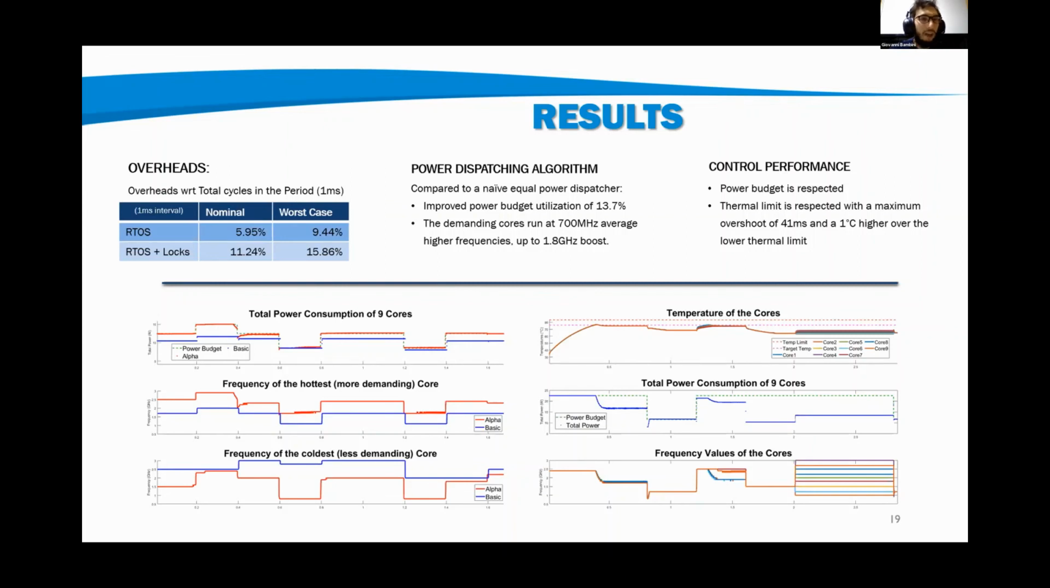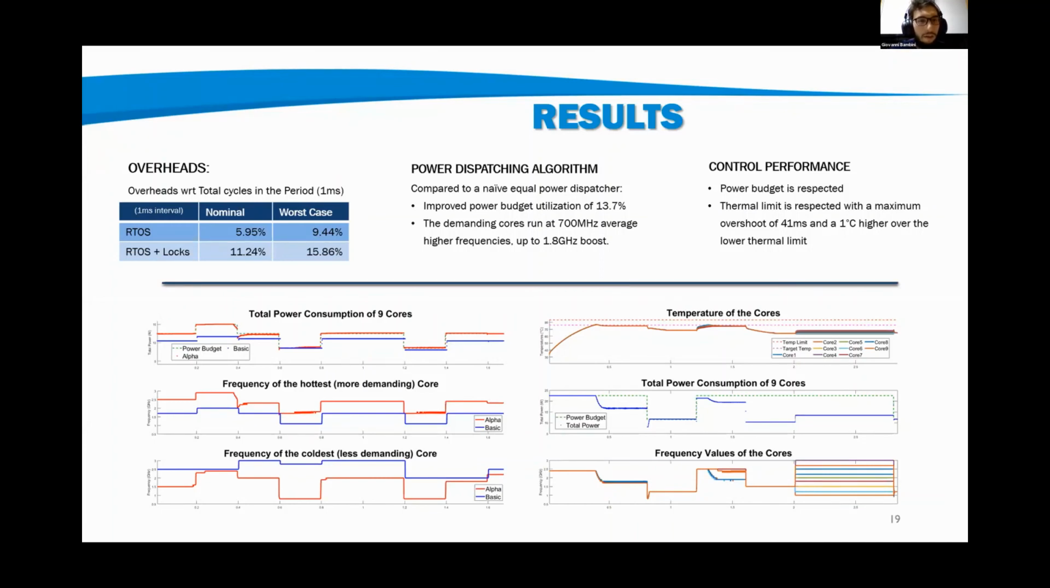Regarding the power dispatching algorithm, which depends on the temperature room of the core, compared to a naive equal power dispatcher, we can see an improvement of 13.7% in power budget utilization. Also, the more demanding cores run on average 700 megahertz faster, with a boost of up to 1.8 gigahertz compared to the naive power dispatcher algorithm.